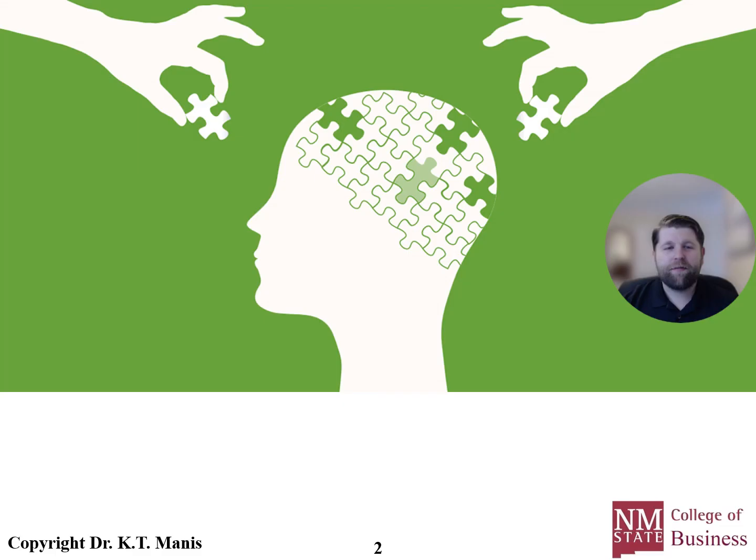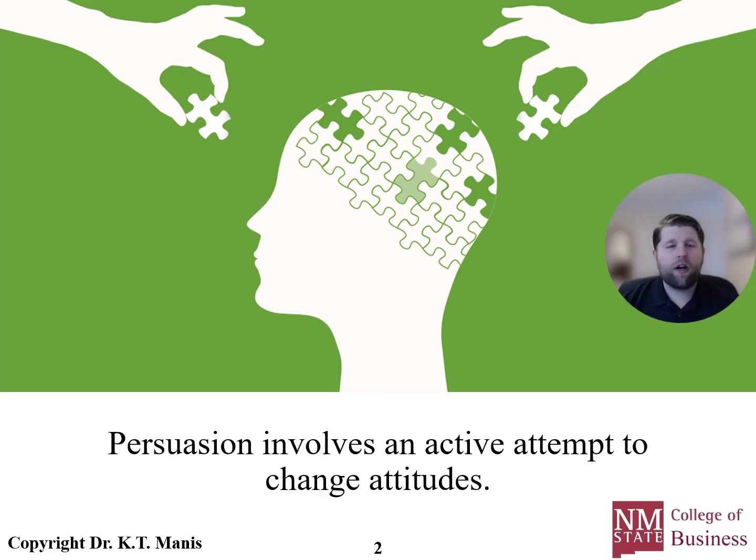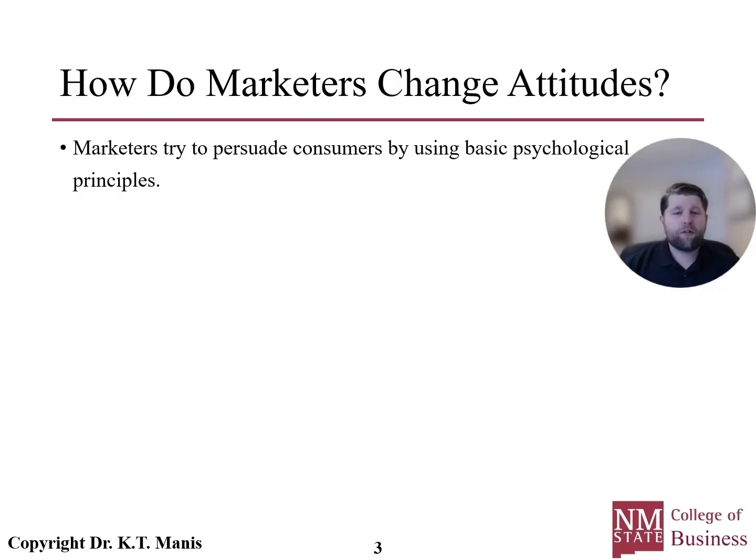Let's get started. The key concept we will cover in this video is that persuasion is an active attempt to change attitudes. This is, of course, job number one for many marketers. Marketers try to persuade consumers by using basic psychological principles. There are 6 general approaches to persuasion.